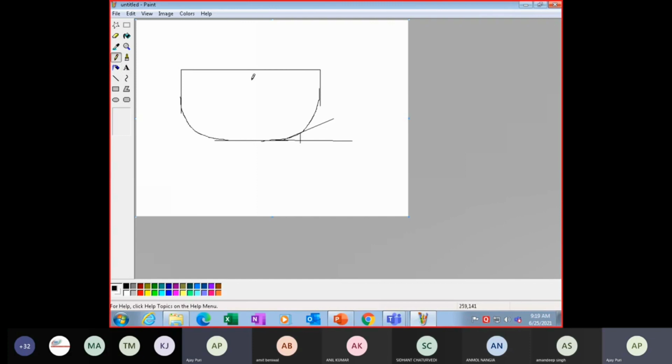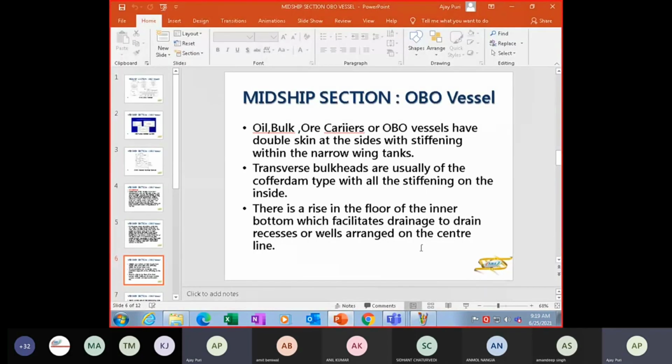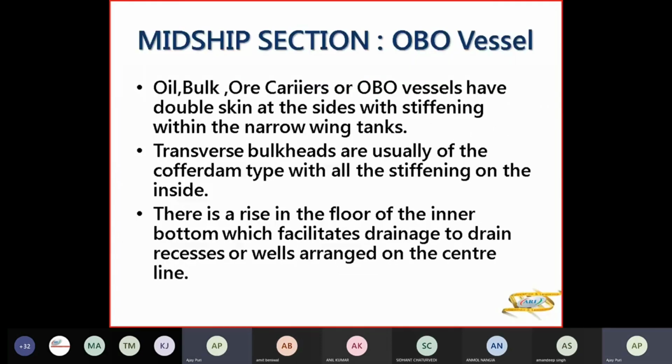Now this is to facilitate drainage at the center line. Suppose you have a rise of floor. That's the center line. So any water will be drained to the center, and here you have those bilge wells where it will be pumped out. So that is the reason for rise of floor, the draining of water. So rise of floor at the inner bottom facilitates drainage to drain recesses or wells, bilge wells, which are arranged on the center line.